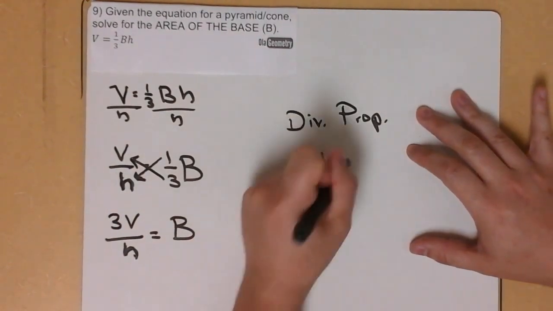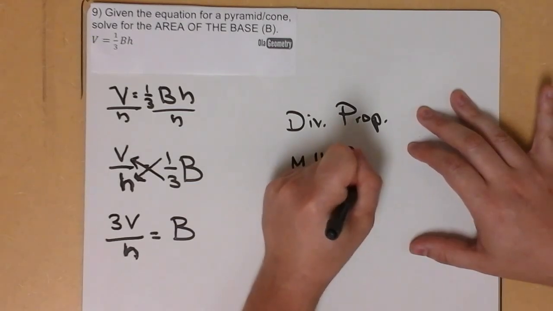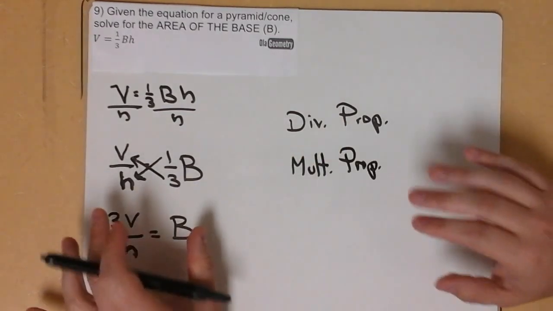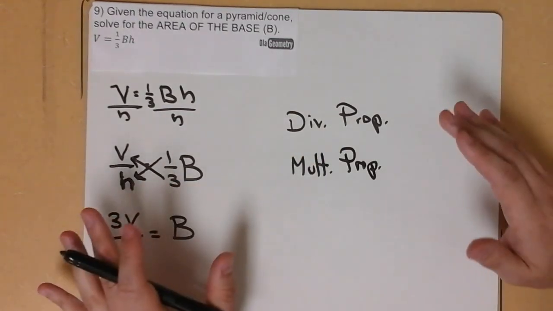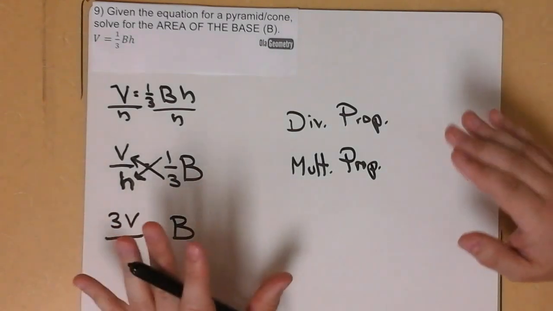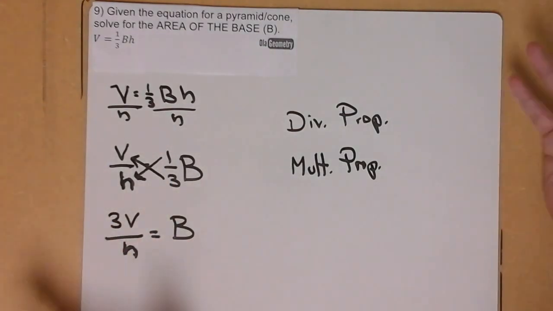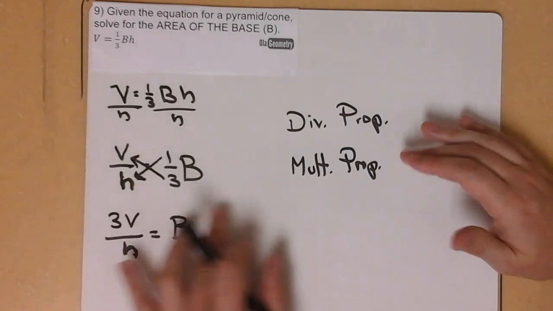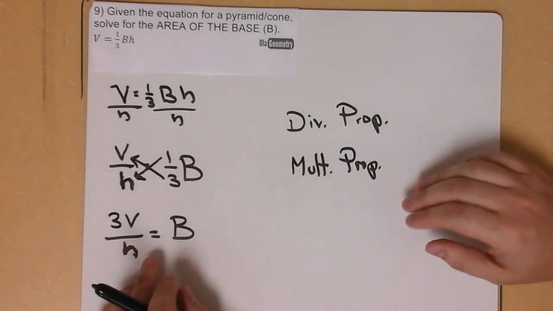But basically, to conclude this, if you divided out the 1/3, which you can do, then just call this the division property. Since I cross-multiplied it, I call it the multiplication property.